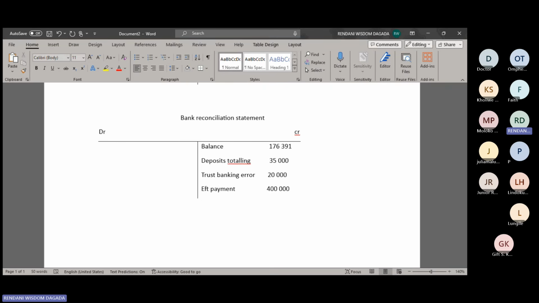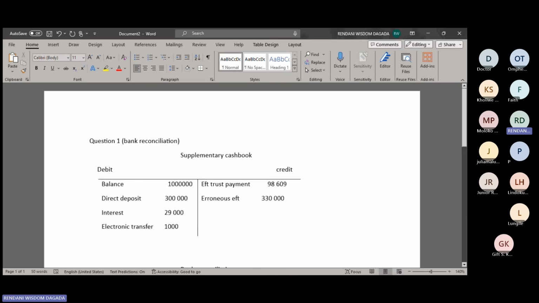Now we are dealing with the cash book again. We go back to the supplementary cash book. So there was a trust payment of 300,000 made by you, which was incorrectly entered as 30,000. The way we correct errors here in the bank reconciliation under the supplementary cash book, this is a payment. So when an error is a payment, we take the wrong amount and put it on the opposite side.